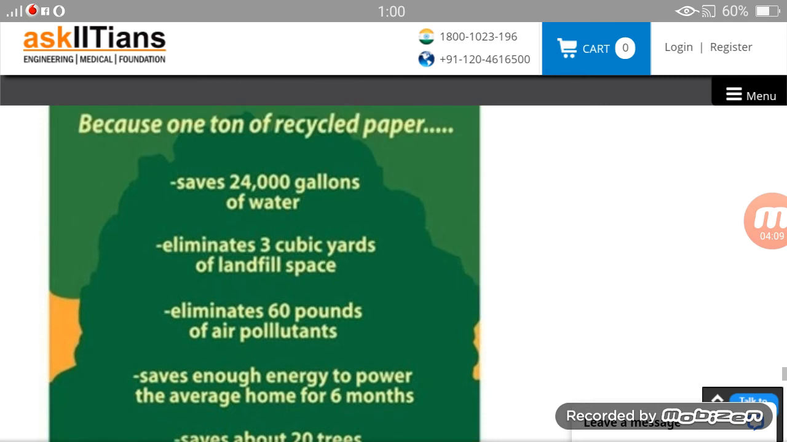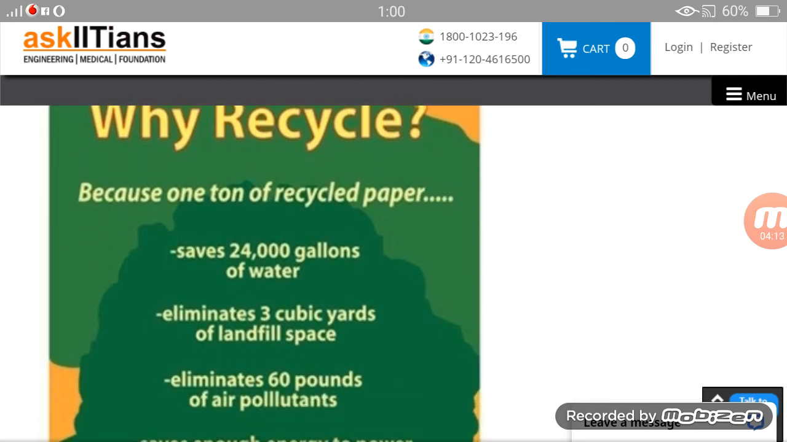So let us read this banner. Why should we recycle? Because 1 ton of recycled paper saves 24,000 gallons of water, eliminates 3 cubic yards of landfill space, and eliminates 60 pounds of air pollutants. I will explain the 3 points one by one. 1 ton of recycled paper. If you recycle 1 ton of paper, then you will save 24,000 gallons of water, because water is also needed in the processing, in the making of paper. So you are saving 24,000 gallons of water.